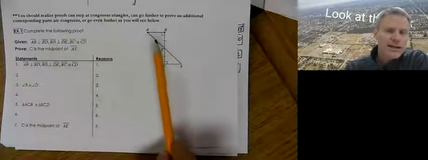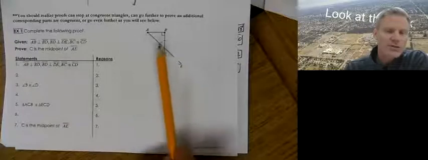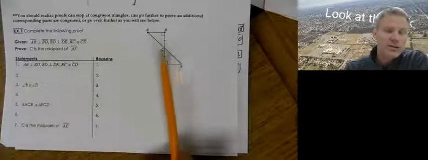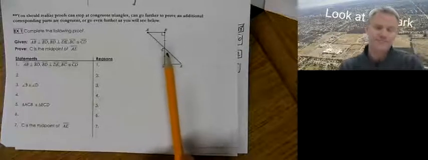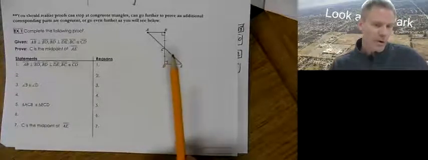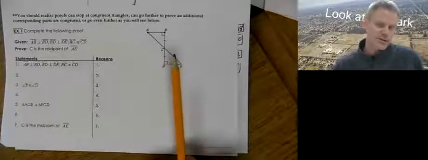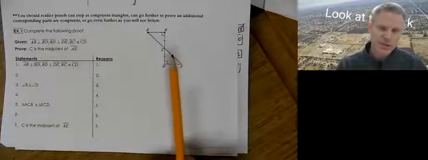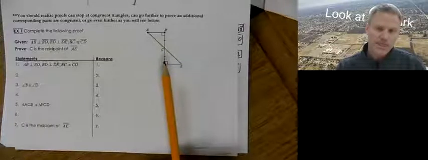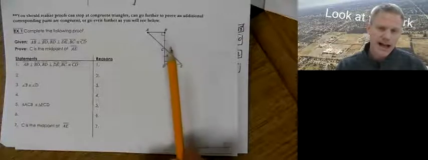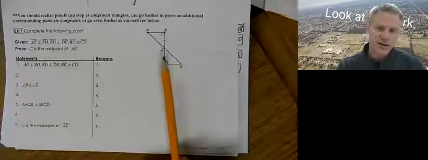Well, I know these are both the hypotenuses of these triangles. So if the triangles are congruent, then I know these corresponding parts are congruent. Well, why would the triangles be congruent? Triangles are going to be congruent because I have a pair of right angles. I have a pair of sides. It shows here that they're congruent.